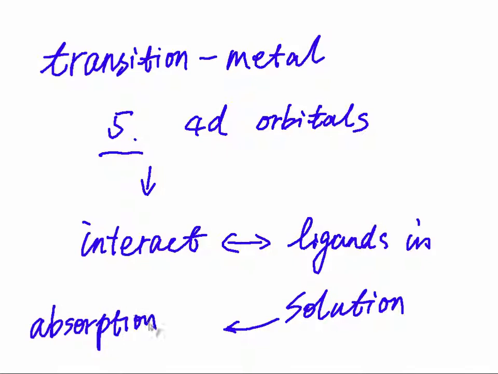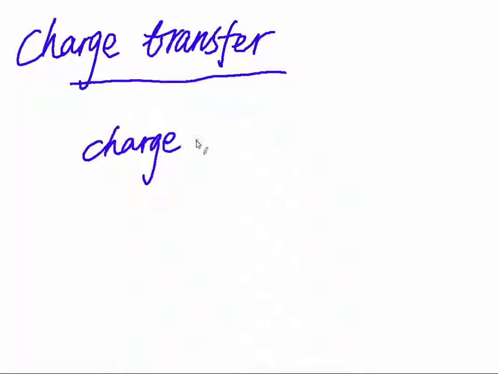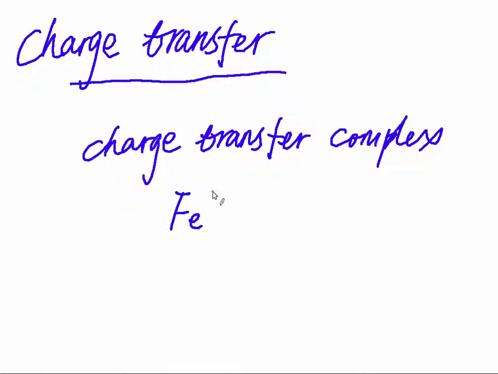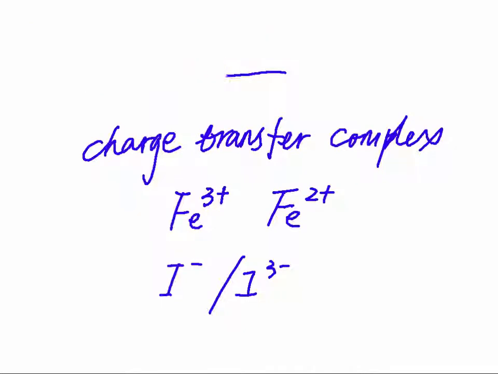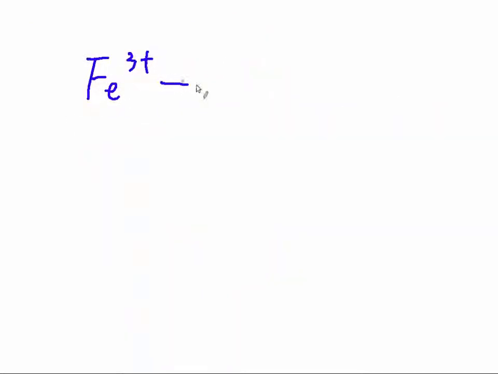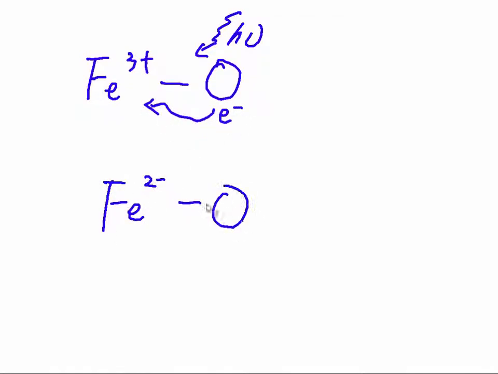The third big category is charge transfer, which usually exists in charge transfer complexes. For example, molecules containing iron 3 plus ions, iron 2 plus ions, or iodine ion couples. For example, with an iron 3 plus ion in the molecule, when you shine light on the molecule, an electron will move from the organic part to the iron so that the charge is transferred.